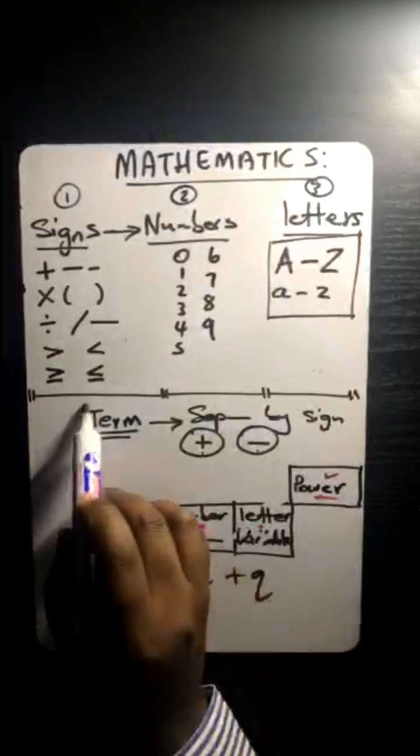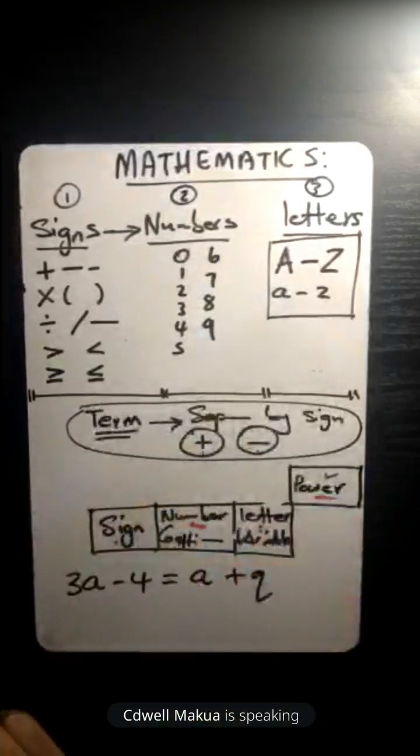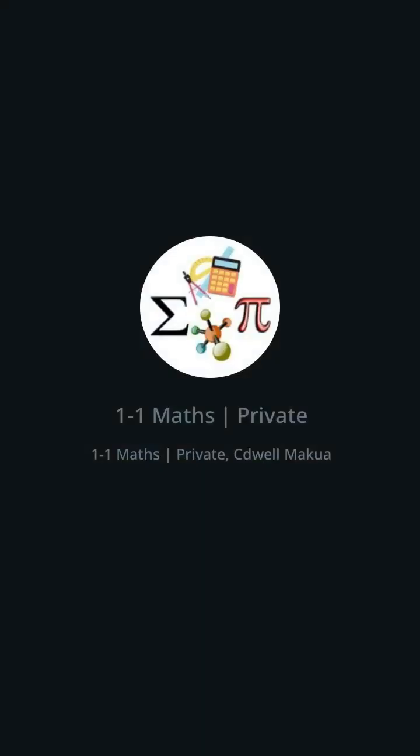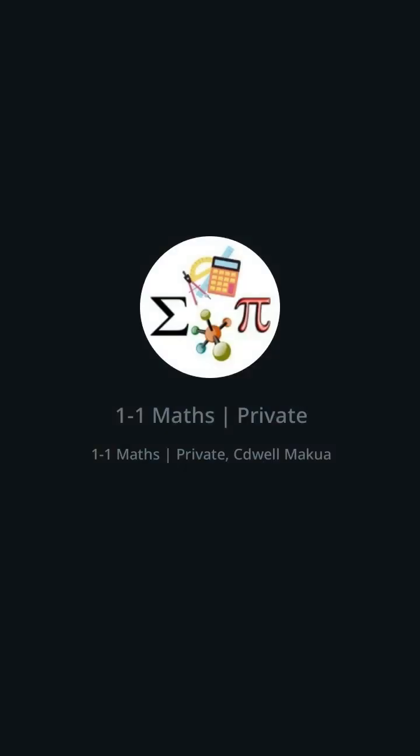3a minus 4 is equal to a plus y. Is it y, or is it z? Is this one q? It's q. Okay.